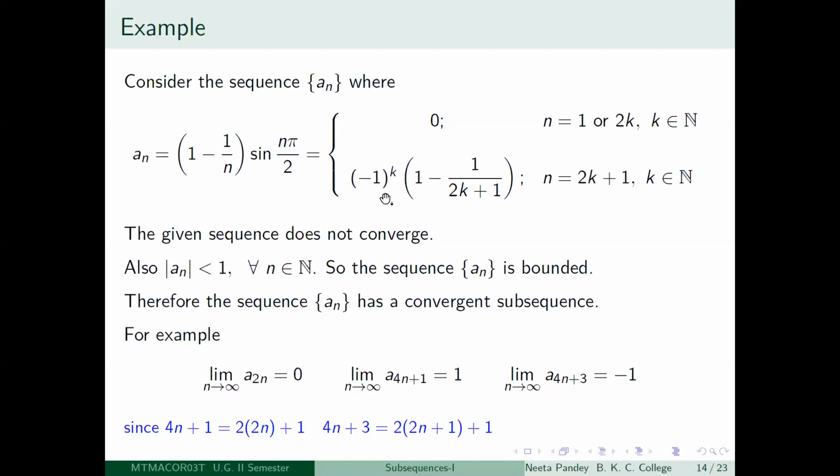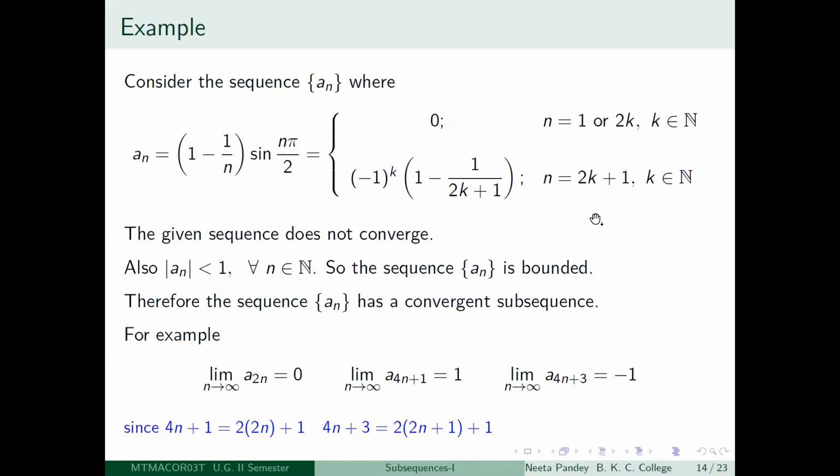And the way we are getting the expression, we can see that if we take our k to be odd, what will it look like? It is going to be 2 times some 2m plus 1. So it will be 2 into 2m, so 4m plus 3 type of thing. So if I take k to be odd, means if I look at 4n plus 3 type of terms, then I will get a minus here, and so that subsequence is going to converge to minus 1.